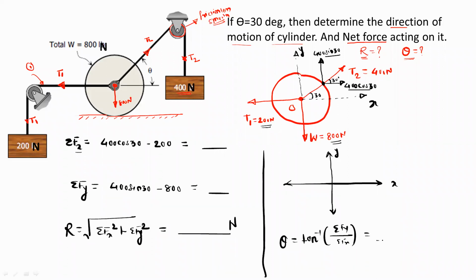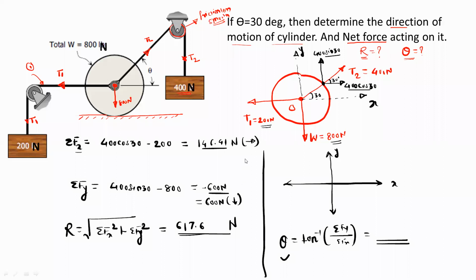So this theta is nothing but the direction of the resultant motion of the cylinder. The resultant motion will be in the same direction as the resultant R. Summation Fx value is plus 146.41, so summation Fx acts in the positive x direction. Summation Fy is minus 600 Newton, that means 600 Newton in the downward or negative y direction. And the resultant value R is equal to 617.6 Newton.